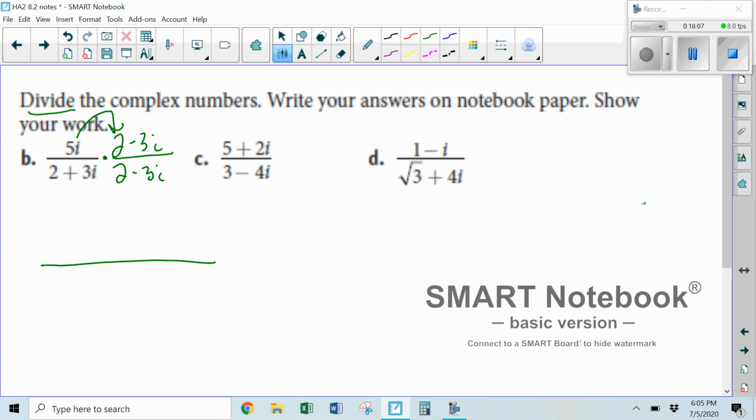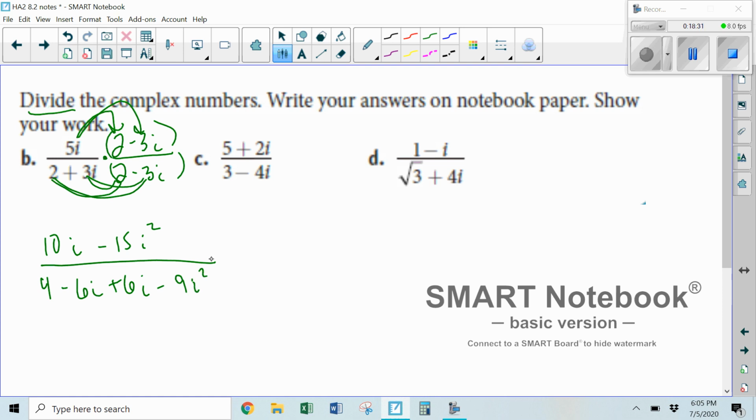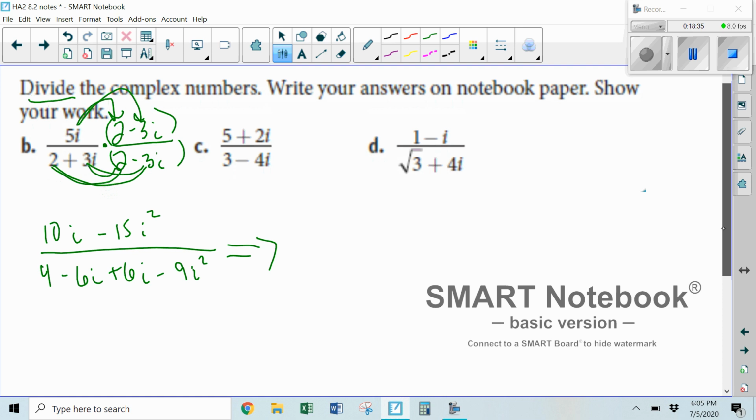The top is going to be 5i, 10i minus 15i squared. We'll simplify that in a minute. And the denominator is going to be 4 minus 6i plus 6i. You probably thought that was going to happen because it was a complex conjugate, minus 9i squared. Let me keep moving this direction as I simplify.